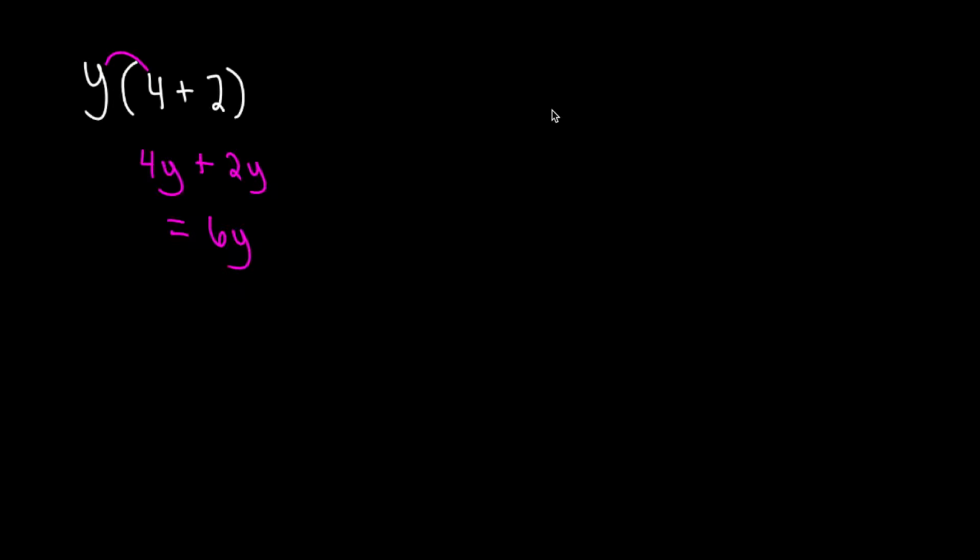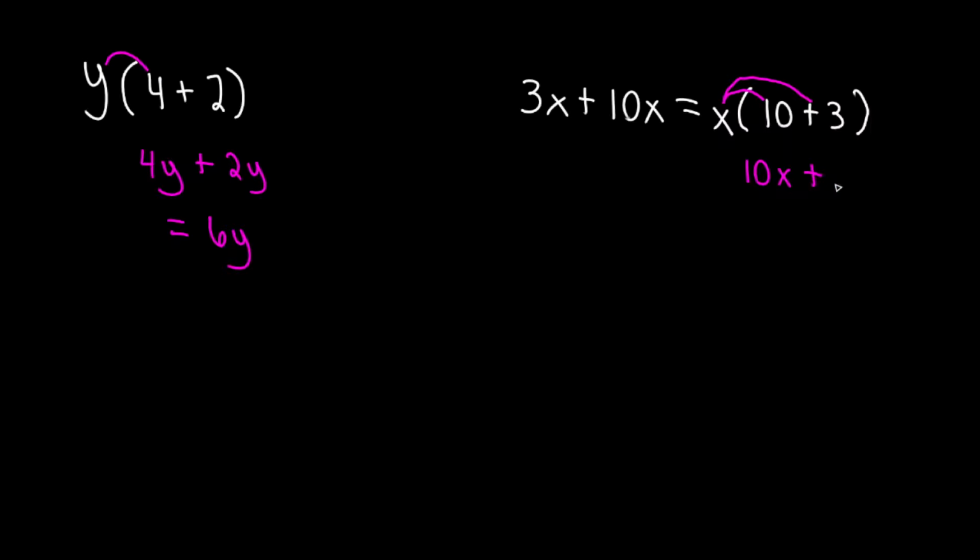Now what if I have 3x plus 10x? Well, this would be the same thing as saying x times 10 plus 3. And if we distributed it, we'd get right back to where we were before. So x times 10 plus x times 3. 10x plus 3x is 13x.